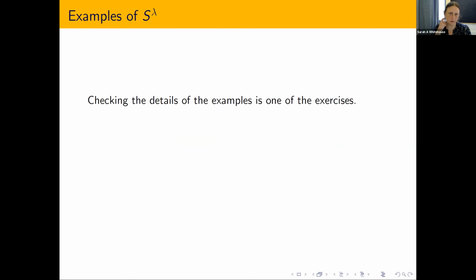Before I say what properties those have, let's go to some examples. Maybe I'll just catch up with questions as well.